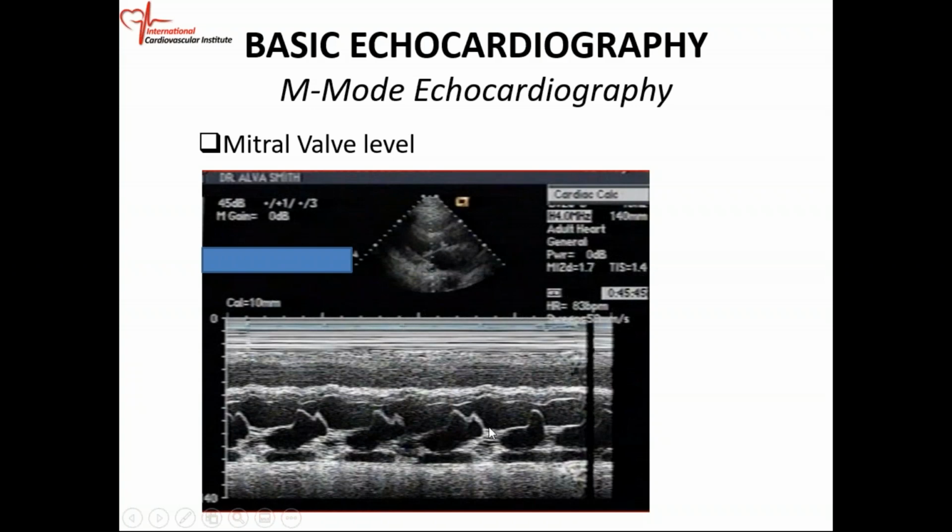Okay, so these are the structures that your M mode is going to display. Just the same structures that the cursor passes through. So again, this is your chest wall. The chest wall is not moving, so it's essentially a straight line.